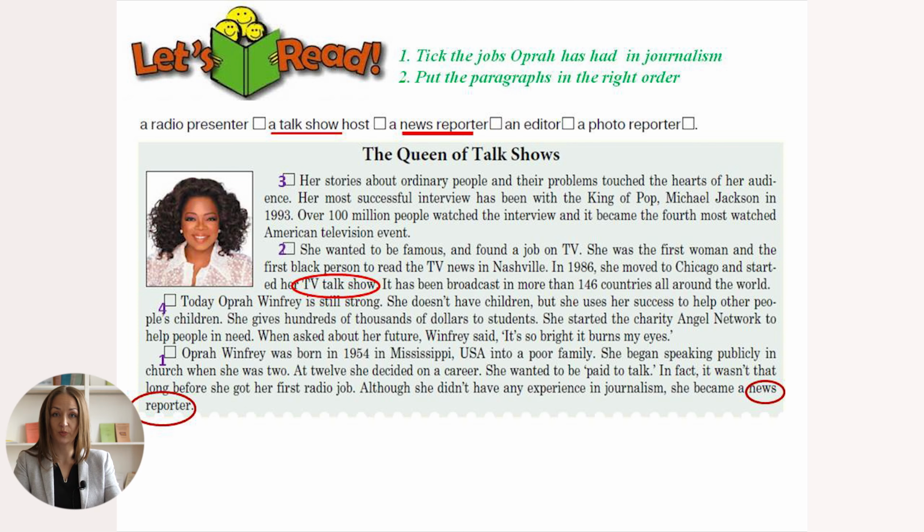What about a news reporter? Has she had such a job in journalism throughout her life? Right, she was a news reporter, and we can find the answer right there, in the last sentence of the text. Although she didn't have any experience in journalism, she became a news reporter. What about an editor? We don't know whether she has had this job. What about a photo reporter? It's not mentioned in our text.